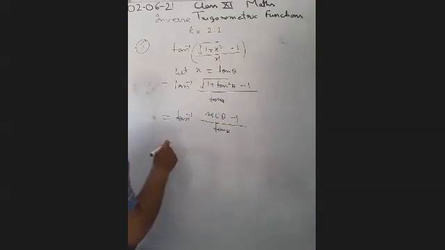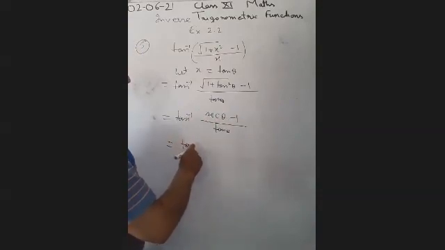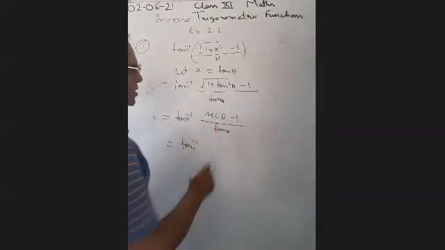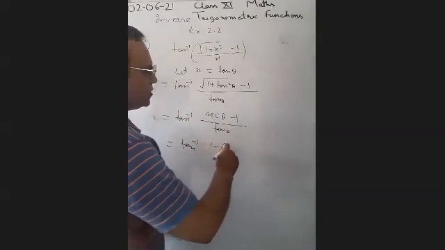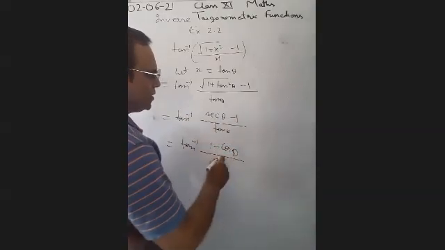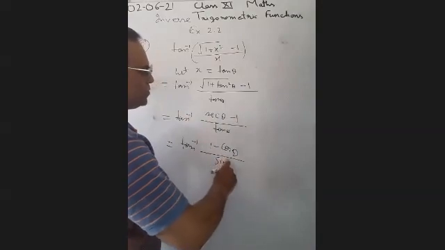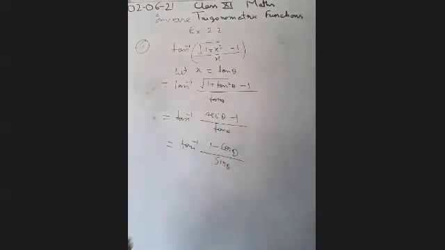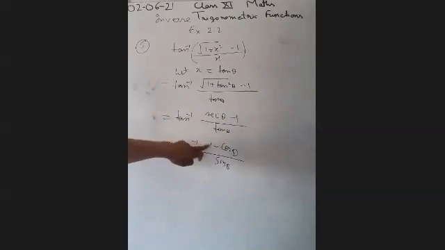Now what we can do is convert sec theta to 1 upon cos theta. So 1 minus cos theta divided by sin theta. How will it come? If we put the value of 1 upon cos theta, we get 1 minus cos theta divided by sin theta, and in place of tan theta, sin theta upon cos theta. So cos theta we can cancel.